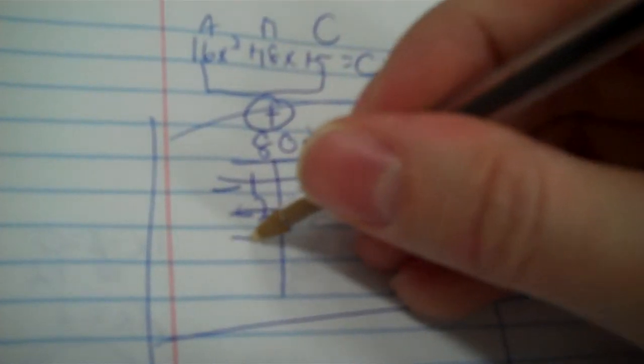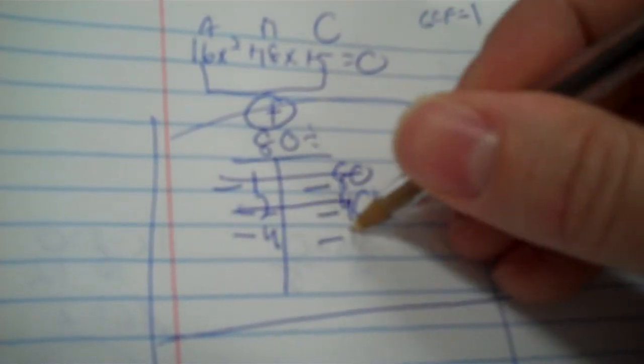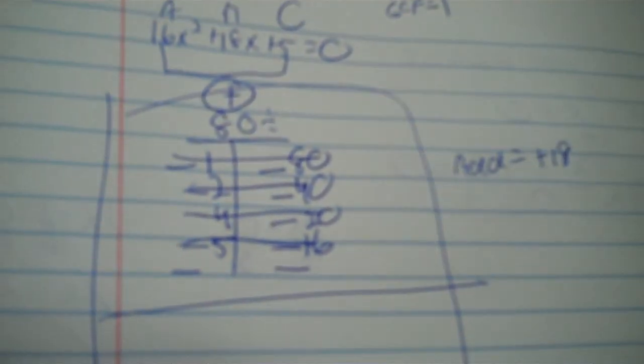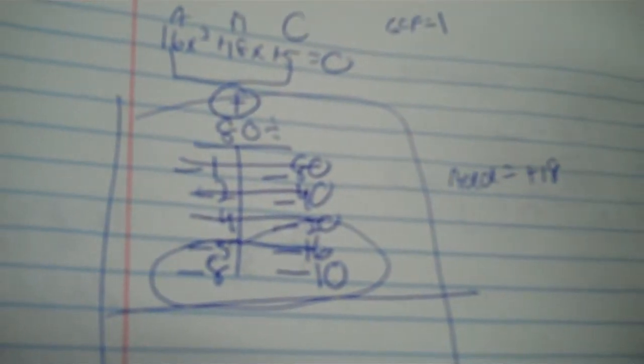1 and 80, nope. 2 and 40, nope. 80 divided by 3 is a decimal, so we won't put that. 4 and 20, nope. Divide by 5, get 16, nope. 80 divided by 6 is a decimal, 80 divided by 7 is a decimal. 80 divided by 8 is 10. Okay, if I add those, that's 18, but it's negative 18. To get it to positive 18, just go plus, plus.